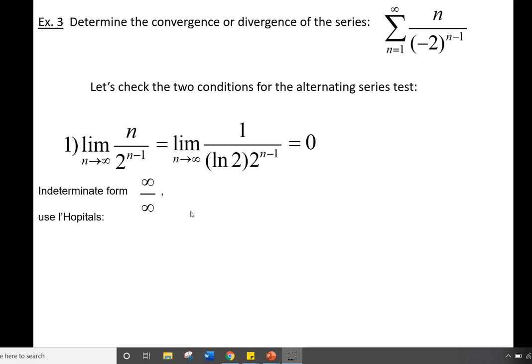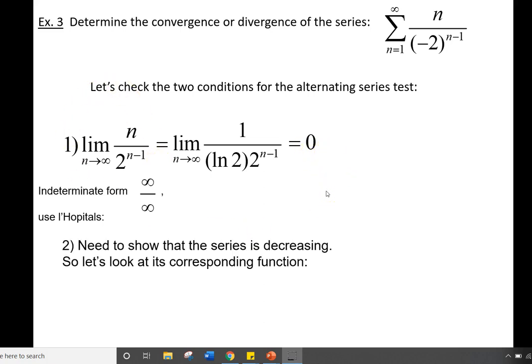In fact, you should be able to tell me this limit is 0 without using L'Hopital's rule by looking at growth rates. Remember, we've talked a lot about growth rates. Which of these grows faster? Is it the numerator, which is a polynomial function, or the denominator, which is an exponential function? Hopefully you're thinking exponential grows faster, which means the entire fraction grows smaller. So the first condition is met.